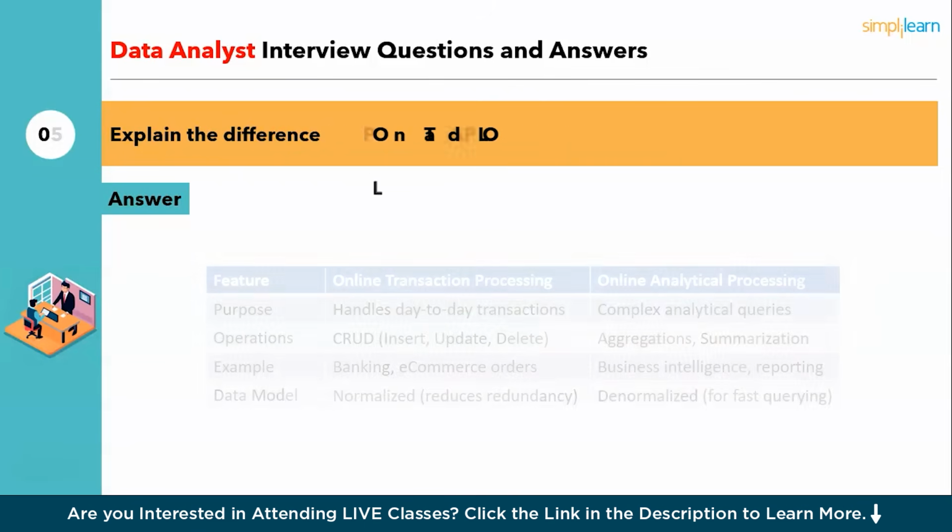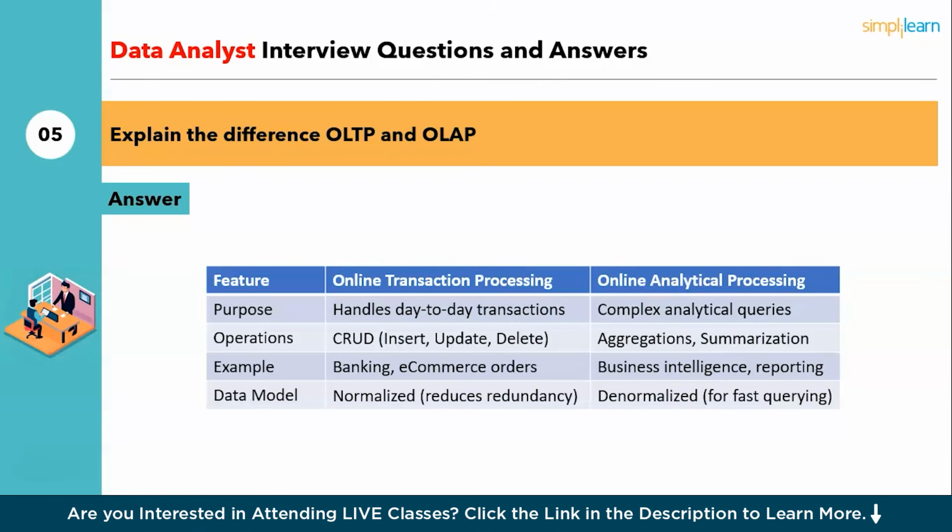Proceeding ahead, we have the fifth question, which is the difference between OLTP and OLAP. So firstly, what is OLTP? OLTP stands for Online Transactional Processing, and on the other hand, OLAP stands for Online Analytical Processing. The clear differences between these two are described in the table below. Firstly, the purpose. We will use OLTP to handle day-to-day transactions, and we will use OLAP for complex analytical queries.